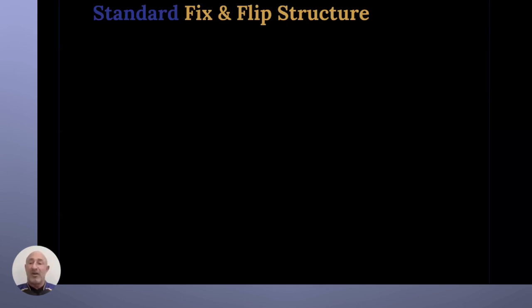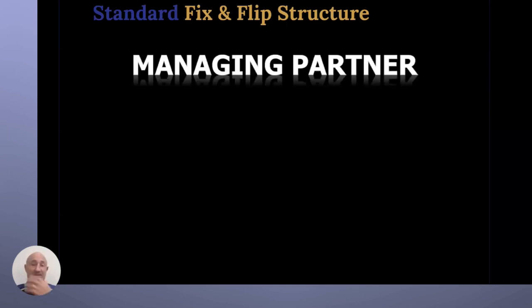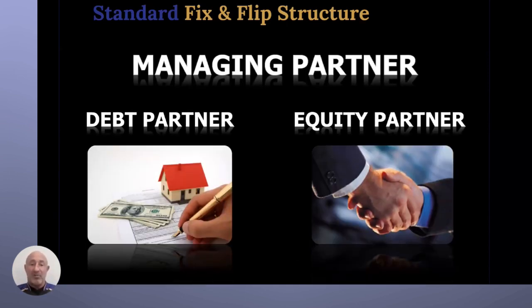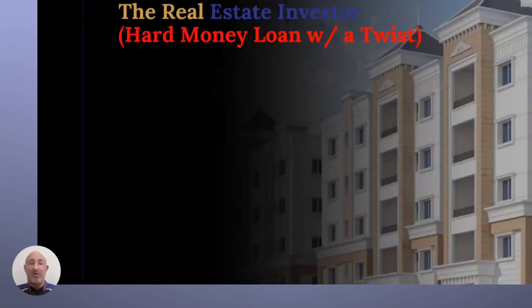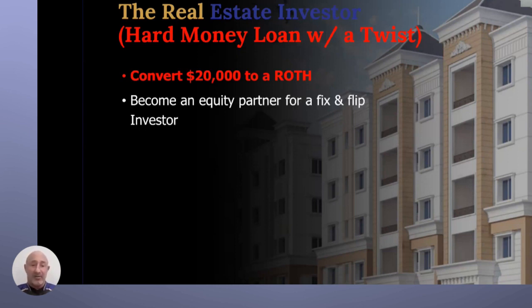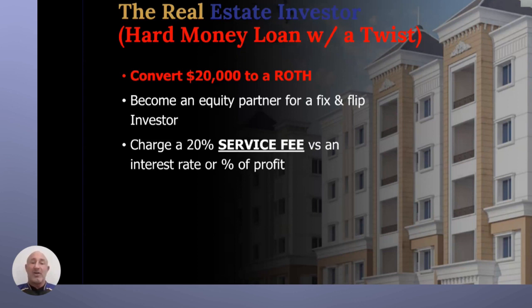Fixing and flipping homes. You can use this strategy. So you have a managing partner, a debt partner, and an equity partner. Real estate hard money loans with a twist. So you can convert, I'm just using this as an example, $20,000 to a Roth. You can become an equity partner for a fix and flip investor, charge a 20% service fee versus an interest rate or a percentage of profits.